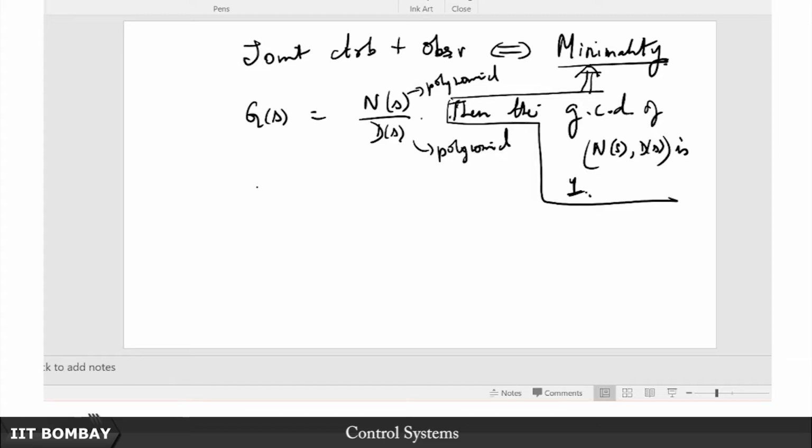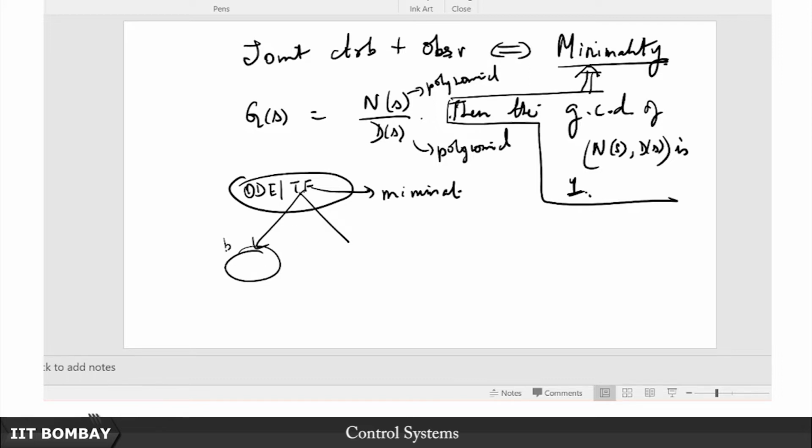In other words, if we start from this ODE or its corresponding transfer function, and if this transfer function is minimal, then we will see that any realization of this transfer function is going to be both observable and controllable, and therefore we have a way of going from any one realization to any other through a similarity transformation. That will answer the complete question that we posed several lectures back, and today we will wind up with that question.